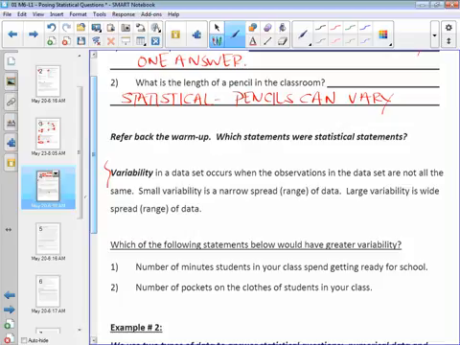Okay, variability. Everybody say that. Variability occurs when the observations in the data set are not the same. Very simply, when answers can vary, we say that it's a variable question or there's variability in the answer. It just means that there's more than one answer. Now, there could be large variability and there could be small variability. If it's only one of 2 possible choices, that's considered small variability.